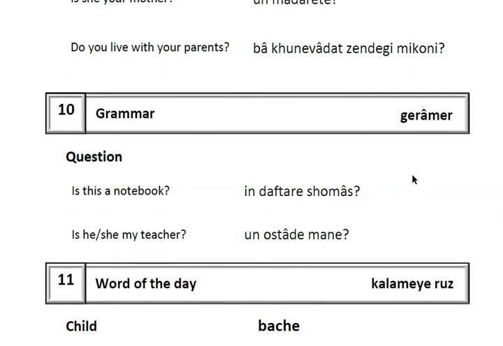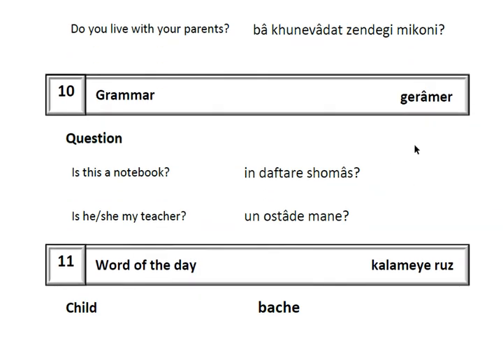Next one is grammar. Here we have a question. Let's take a look at two questions. این دفتر شماست. Is it your book or is it your notebook? این دفتر شماست. اون استاد منه. استاد means teacher.